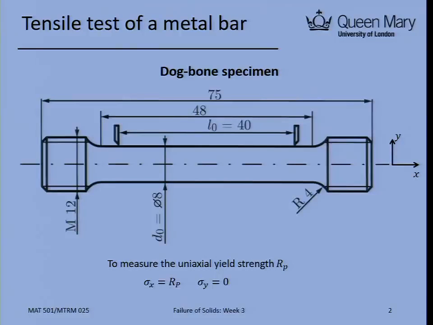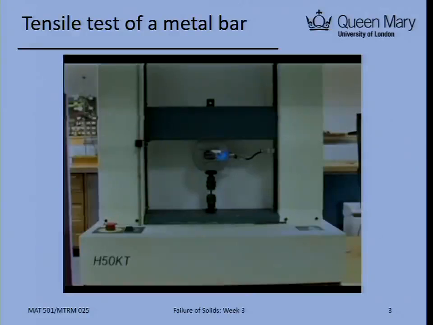But for most engineering materials like metal, they have a yielding point before the final failure. So you need to account for both of them, the initial yielding point and the ultimate failure strength. So let's begin by showing a video of how people do a tensile test.